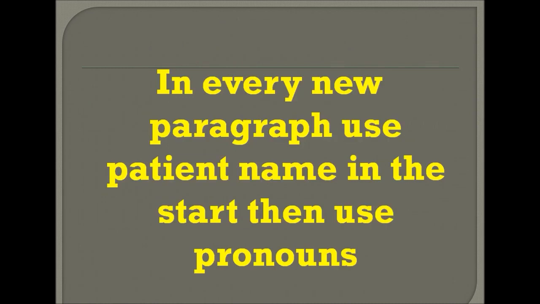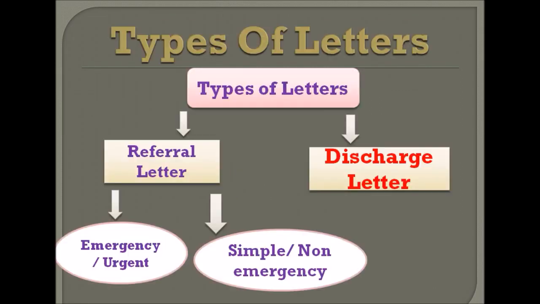Guys, this is a very important point. In every paragraph you should mention the patient name once. Don't use a pronoun. Don't start any paragraph with a pronoun. Start the paragraph with the name of the patient and then you can use a pronoun. As in the last video, we have already discussed the types of letter. In this video, we will only discuss the discharge letter. So let's move to the discharge letter now.